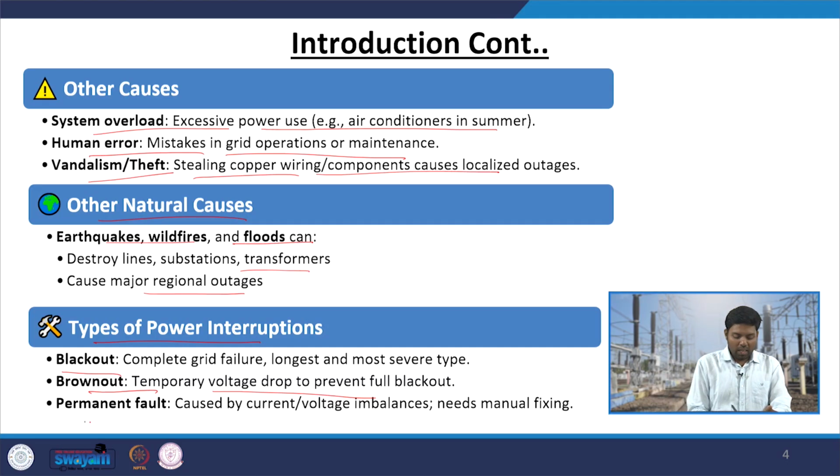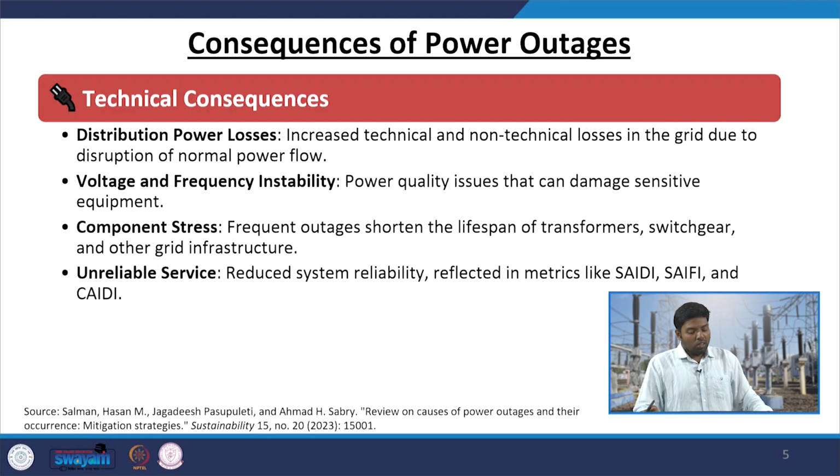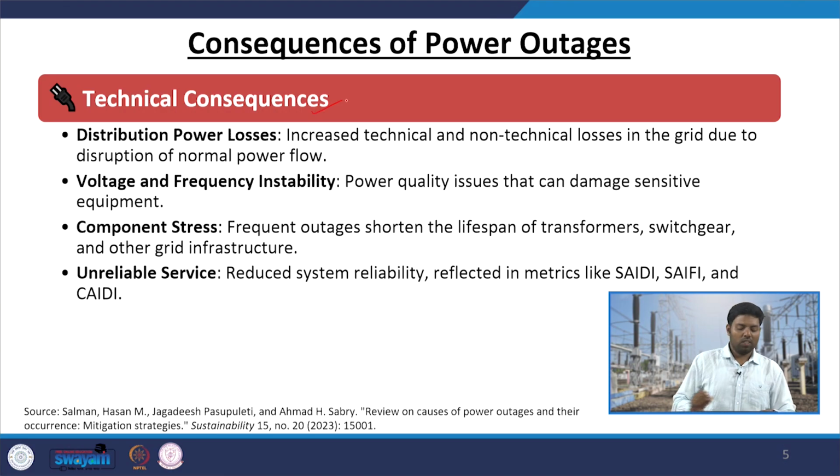supply. Then there is a permanent fault caused by current or voltage imbalances, or which needs manual fixing. That means if you have a fault condition, then at that time you also have to operate your relays or circuit breakers or other protection devices to isolate the faulty section and keep the healthy section operative. So, what are the consequences of power outages? First we will see the technical consequences. Distribution power losses.